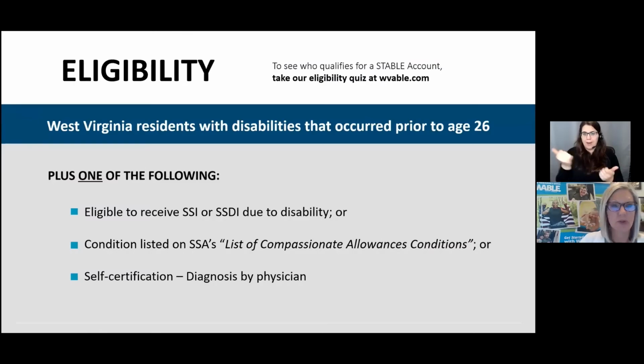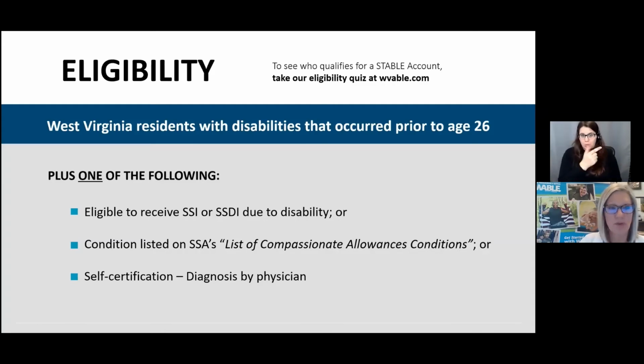So who is eligible? The requirements include that the individual is a West Virginia resident. The onset of the disability would have had to have occurred prior to the age of 26. Now keep in mind, this does not mean that they would have to have been diagnosed by the age of 26. This would include the onset of the symptoms. Also, you do not have to open the account before age 26.